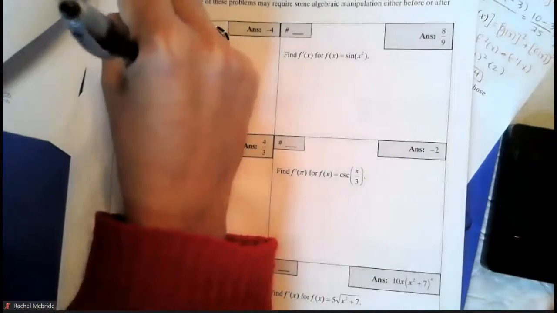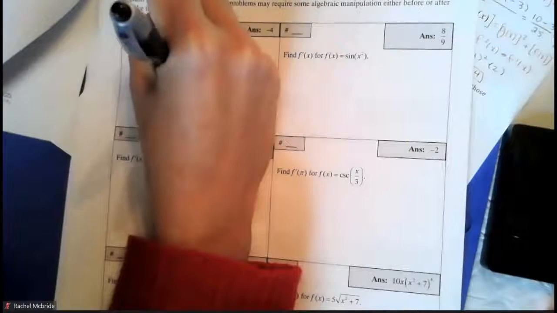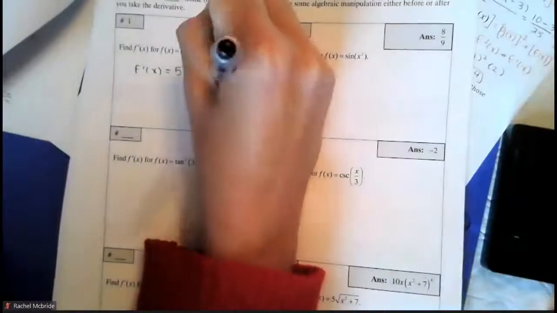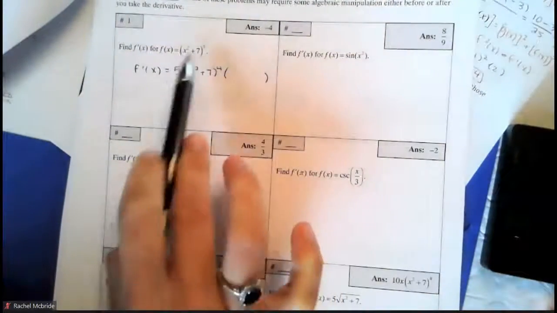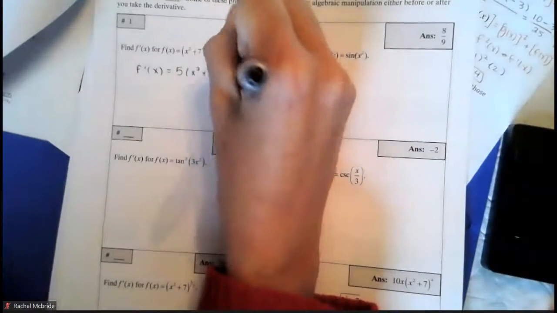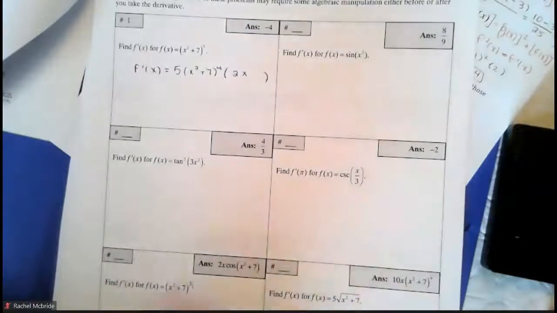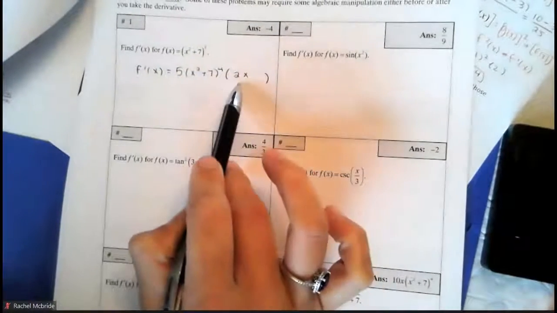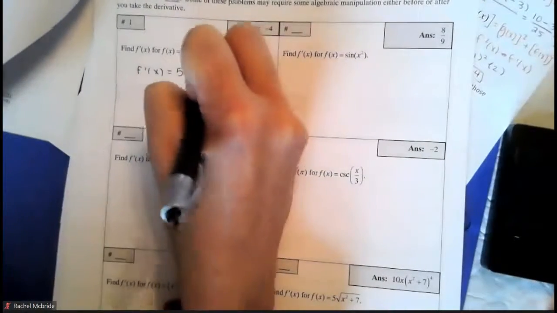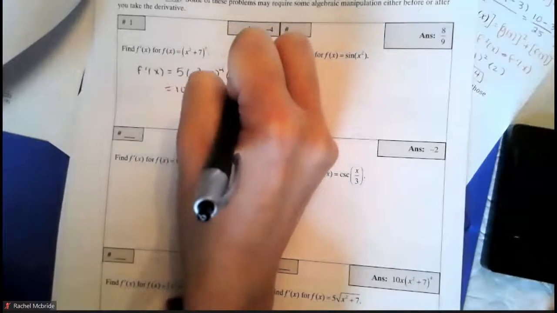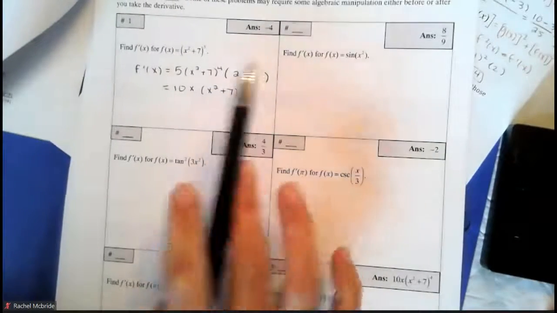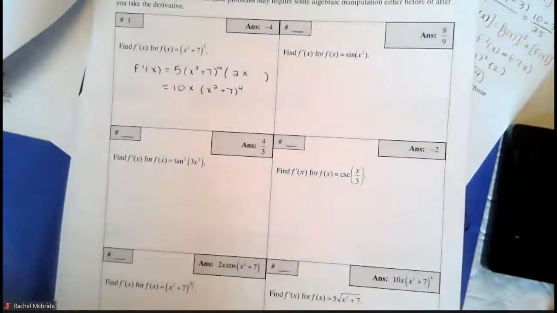So it says find f prime of x. So its derivative is 5 times (x squared plus 7) to the 4th. And then you multiply by the derivative of the inside following our chain rule. And that gives you 2x. So again, I would multiply those two terms on the end together. So 5 times 2 is 10x, (x squared plus 7) to the 4th. No one wants you to FOIL (x squared plus 7) to the 4th. Do not FOIL that. Just leave it as it is.